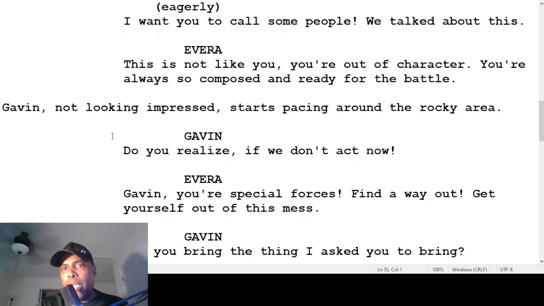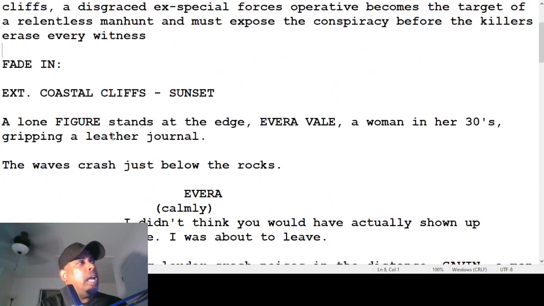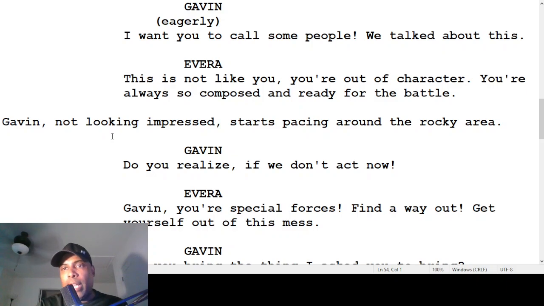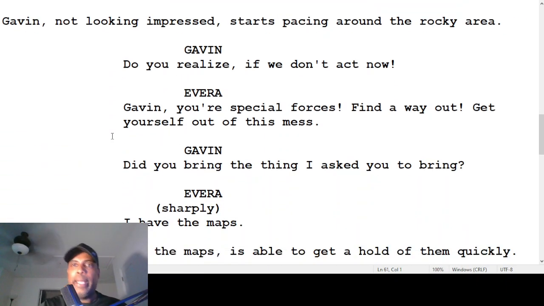Gavin, not looking impressed, starts pacing around the rocky area. Where are we? On the coastal cliffs. It's sunset. Pretty cool. Like I mentioned earlier. Nice, right? I like that a lot. I like to envision our scene, build the scenes, right? Build the scene. And we're going to see that later on in other modules where we're building the scene, if not already. We're doing a lot of that already in our early modules, right? In these introduction modules, right?